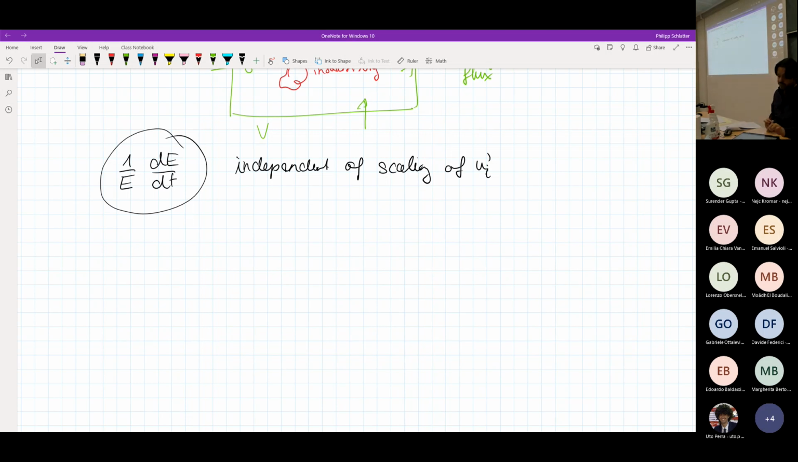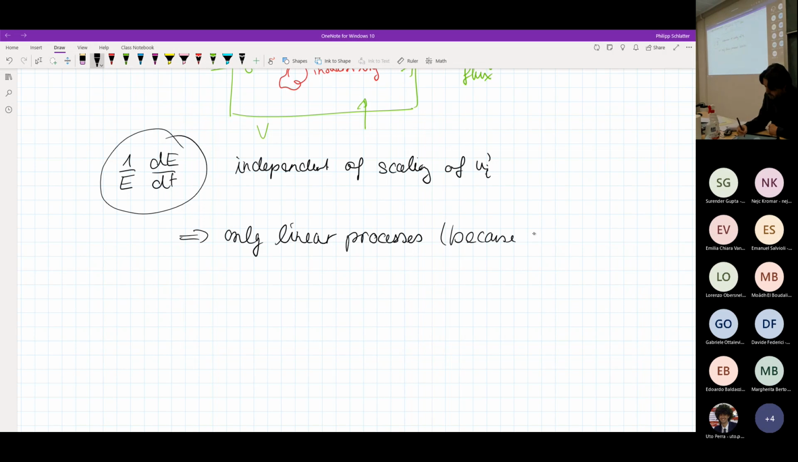So my growth of the energy, so the normalized growth of my kinetic energy, is independent of the amplitude. The growth rate is independent. So that means I only have linear processes. And that is exactly because the nonlinear term has disappeared.